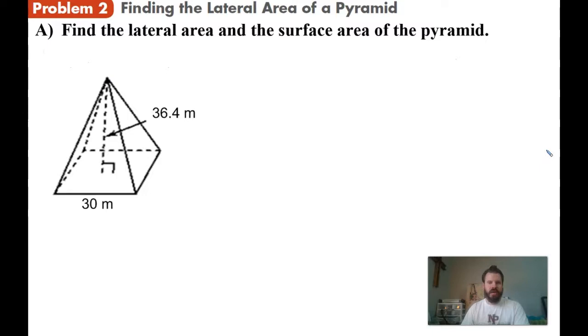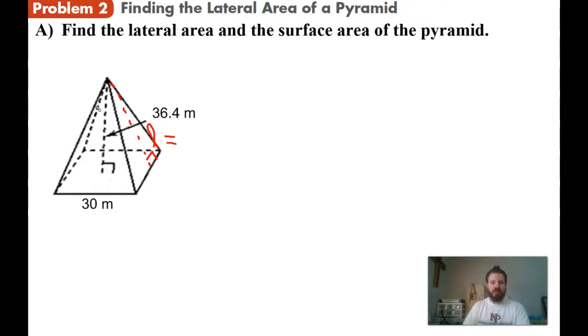All right, so problem 2 now. Part A, let's say find the lateral area and surface area of the pyramid. So same idea. Now the difference with this one is if you pay close attention, notice this time they gave me the height down the middle. All right, but what I need to find the surface area is this L here, this slant height. So I can't jump right into my equations. I actually have to solve for that first.